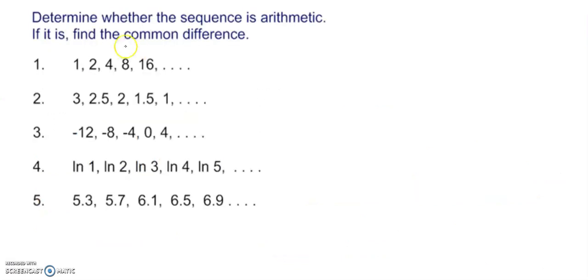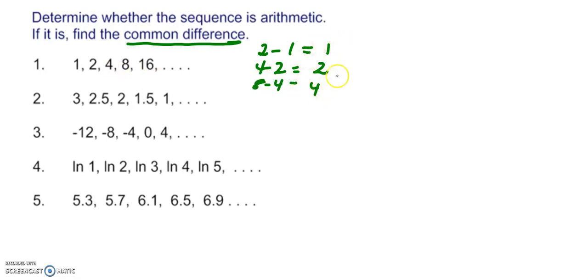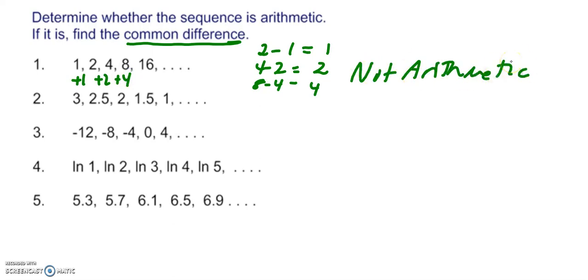In these examples, we want to use the common difference to determine if the sequence is arithmetic or not. Looking at the output values, the difference between the second and first output value is 1, the difference between the third and second is 2, and the difference between the fourth and third is 4. You could also write it as plus 1, then plus 2, then plus 4. Because they're not consistent, the sequence is not arithmetic.